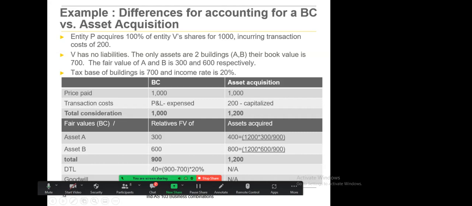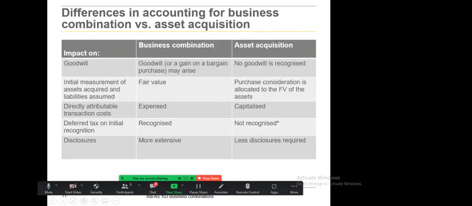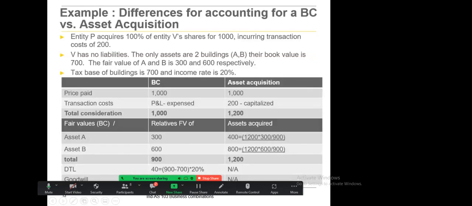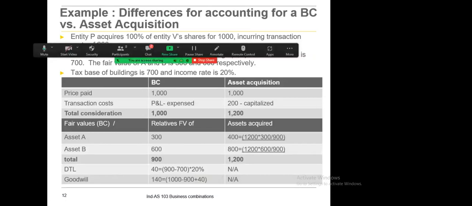So how will the fair value be divided? It was mentioned that initial measurement of assets acquired and liabilities assumed will be at fair value. Here under asset acquisition, purchase consideration is allocated to the fair value of the assets. So let's see how this will be done. Asset A and asset B, the fair value is 300 and 600. We have paid 1000 rupees. Fair value we have got for 900 rupees, and the balance 200 will go for your deferred tax liability and your goodwill portion.